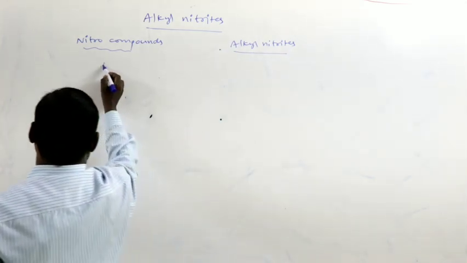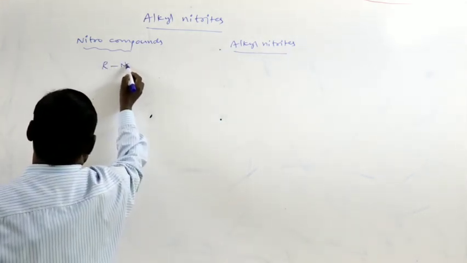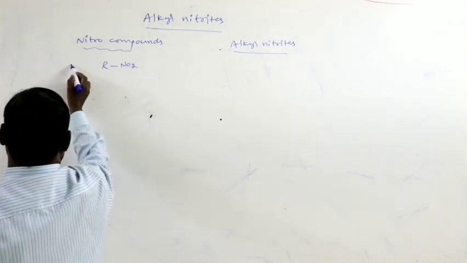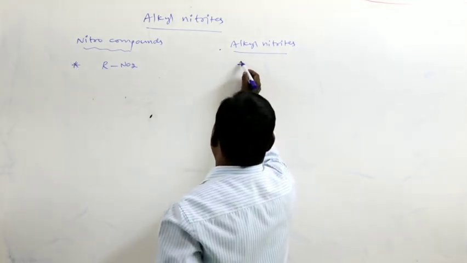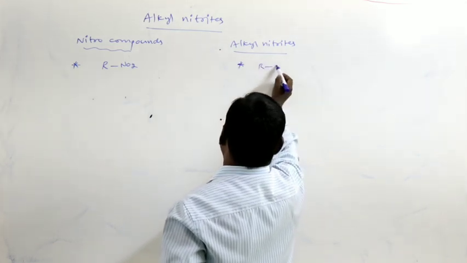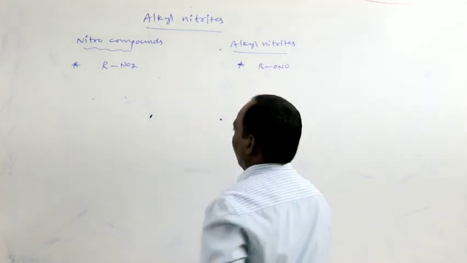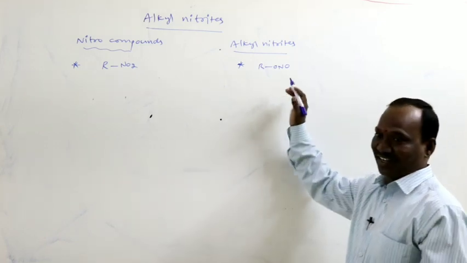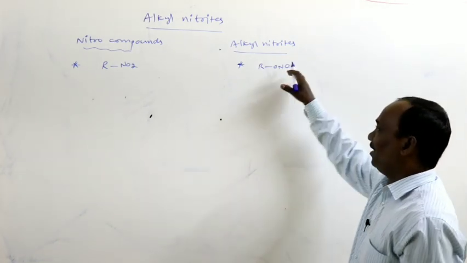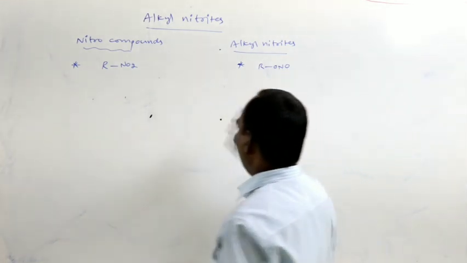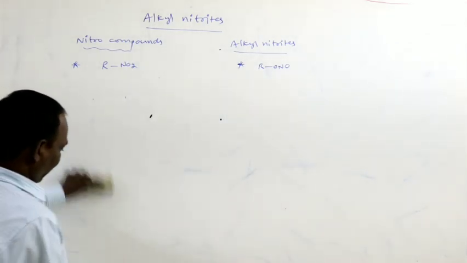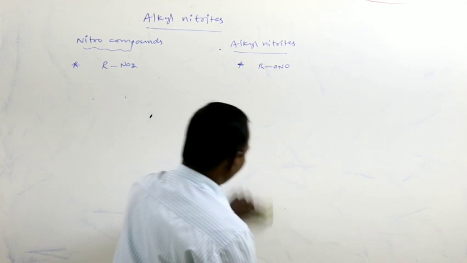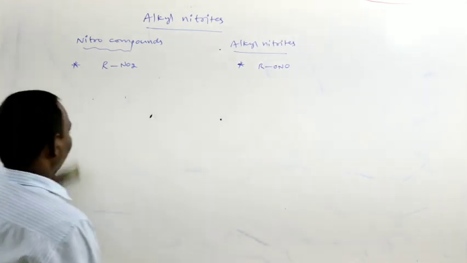Nitro compounds means NO2 group containing compounds are called nitro compounds. Alkyl nitrites means RONO group containing compounds are nitrites. Now, how to prepare alkyl nitrites? Okay, preparation of alkyl nitrites.